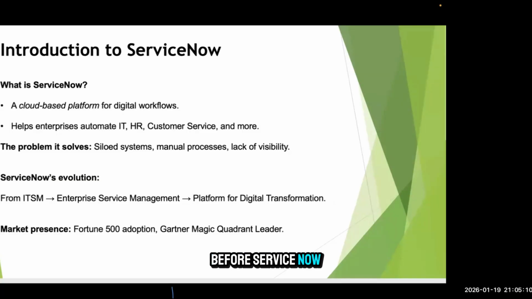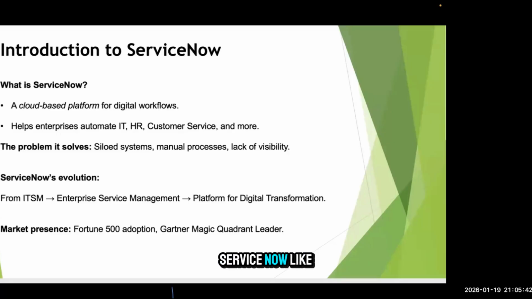Now before ServiceNow, how were these things handled in the company? Through emails or Excel sheets or calls. There was a lot of mess around these things because there was no proper tracking, and there was a lot of manual work involved. But ServiceNow came to organize all this mess. In a simple definition, ServiceNow is a platform that helps companies manage work, requests and services all in one place.